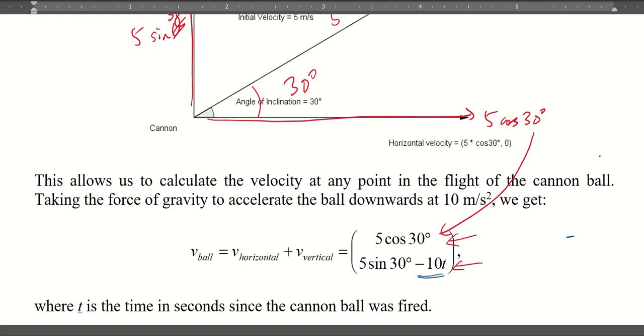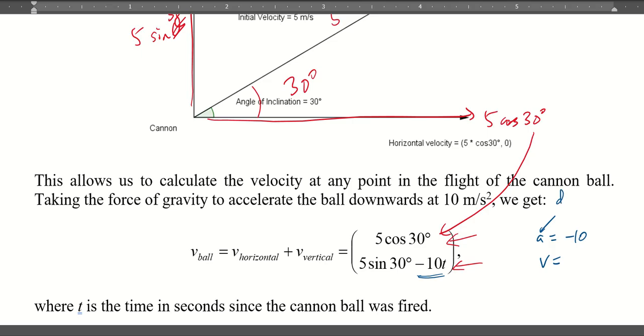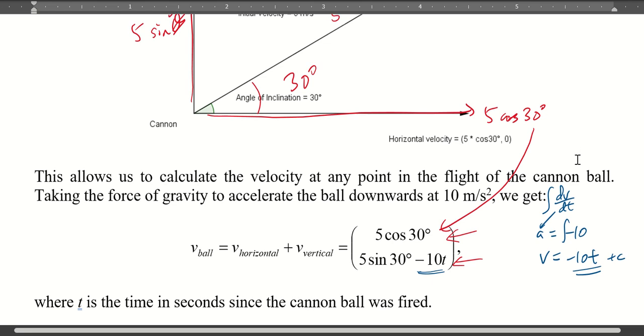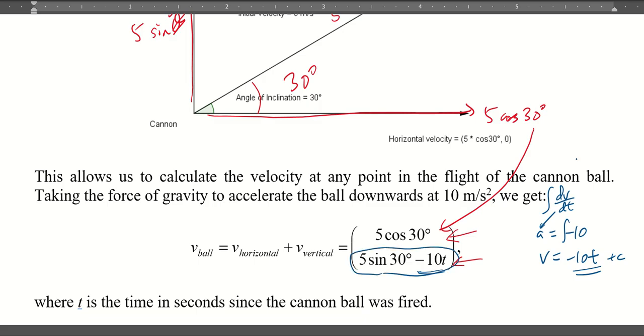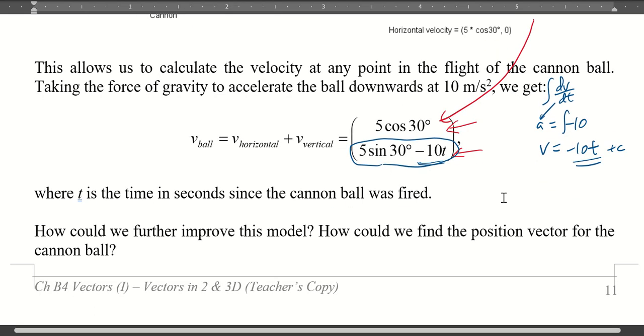We know the acceleration is negative 10. Because acceleration is dv/dt, to get v we would integrate, and hence get negative 10t for the velocity resulting from gravity. So overall, the vertical velocity will be this amount. That's how vectors come into play to represent the result in these two components.